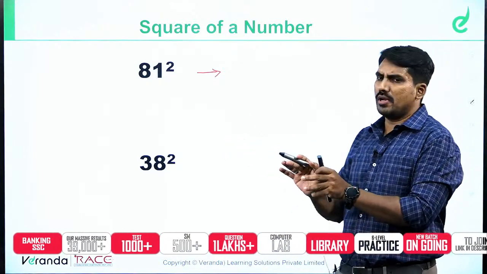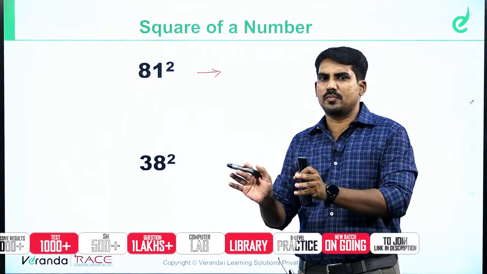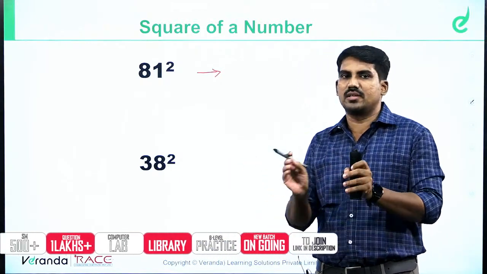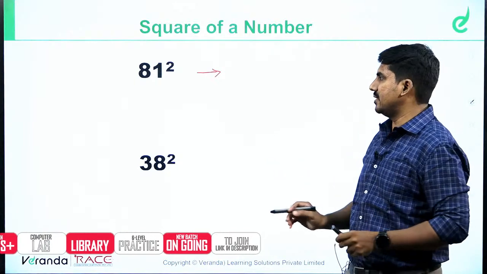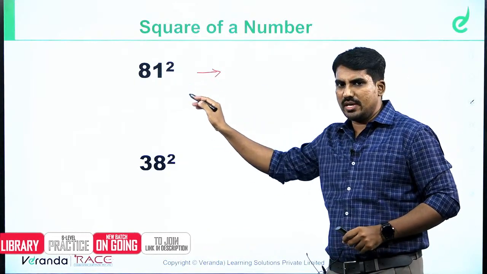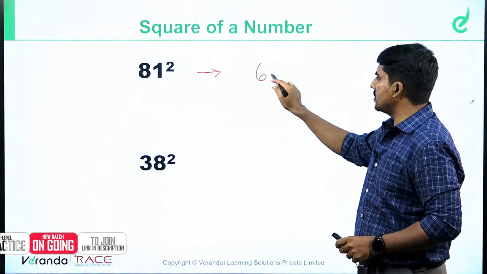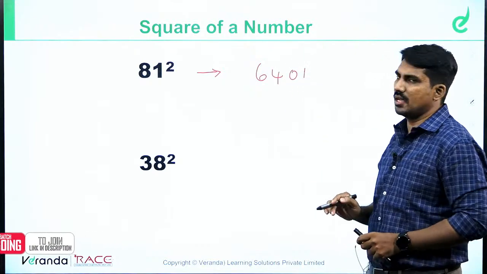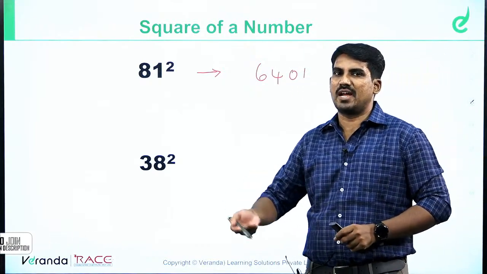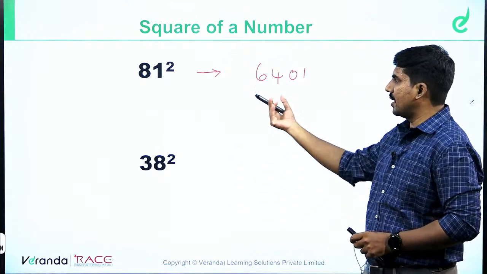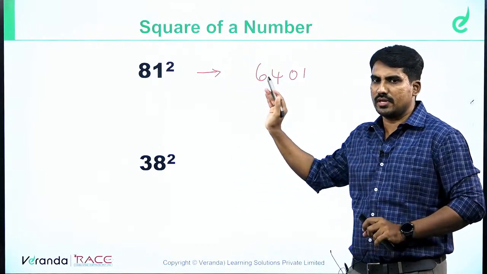In the exam paper, don't write 8 square separately, 1 square separately like that. We have to reduce writing. We should not write a lot of things in the exam, right? By seeing this, we have to write 8 square 64, 1 square 01. We know the method, we studied, we practiced. Now hereafter, we have to write directly.